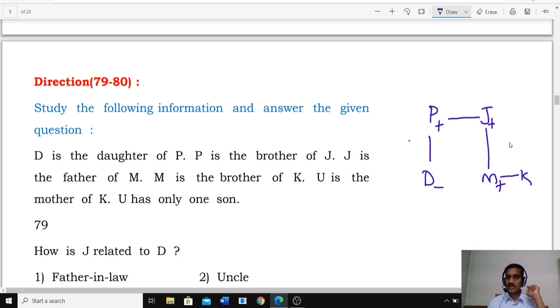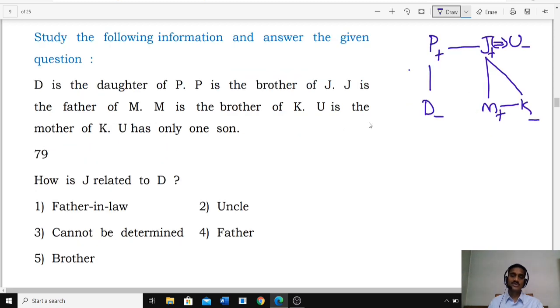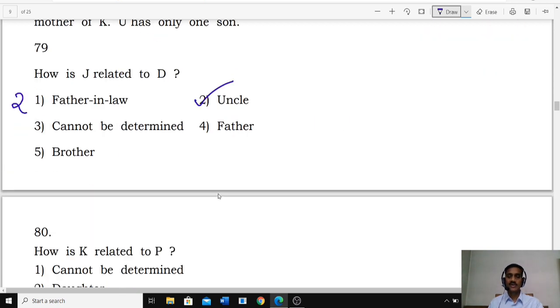U is the mother of K. Now U is the mother of K means J and U are a married couple. U is a female, and U has only one son, that is M, so K must be female. K must be the daughter of J and U. How is J related to D? D's father's brother, that is uncle. Choice 2, 79.